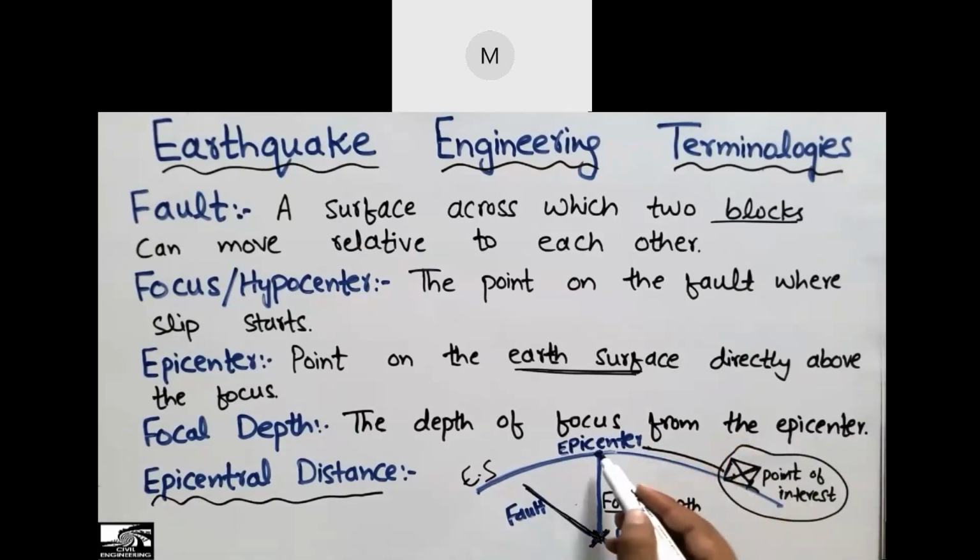The distance from the epicenter to our point of interest, where we want to find the magnitude of the earthquake and the other waves, is known as the epicentral distance.